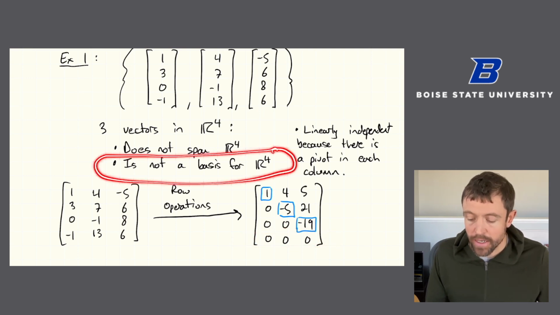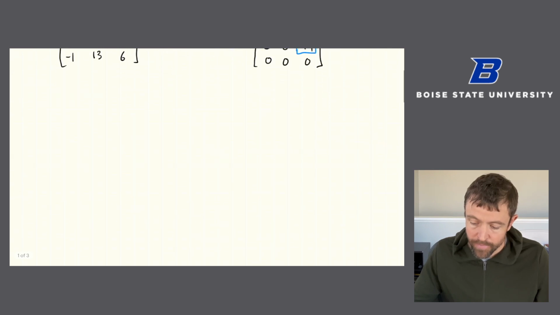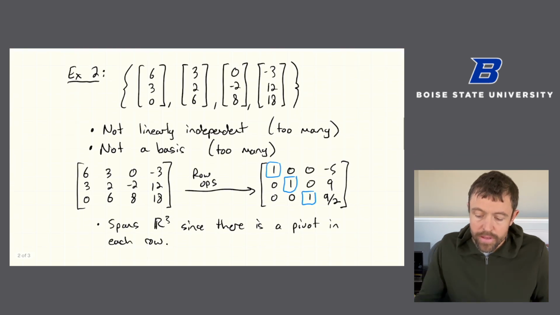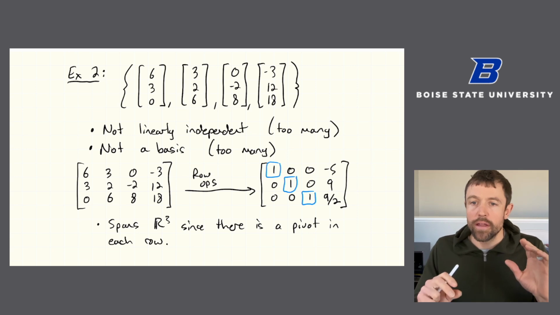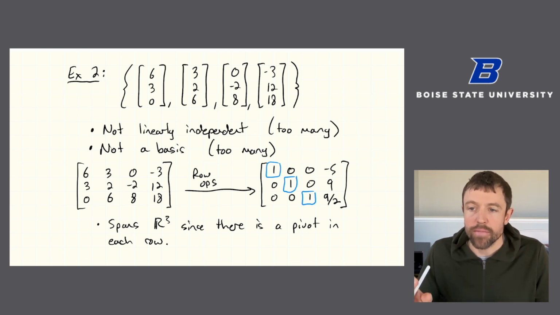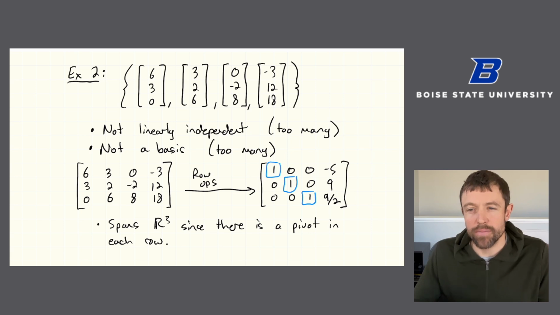Similarly, if we were checking if it's a basis for R4, we don't need to go to echelon form, but we notice there's not a pivot in this row. So it doesn't have a pivot in each row and each column. Similarly here, if we were using the echelon form to check if it's linearly independent, we have a column without any pivots, right? So that's another way to see that it's not linearly independent. And so we could answer these easier problems using the harder problems.